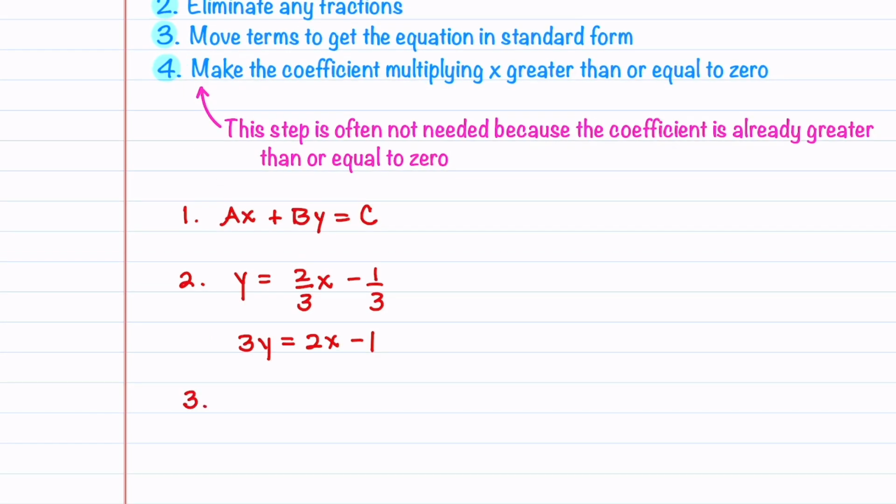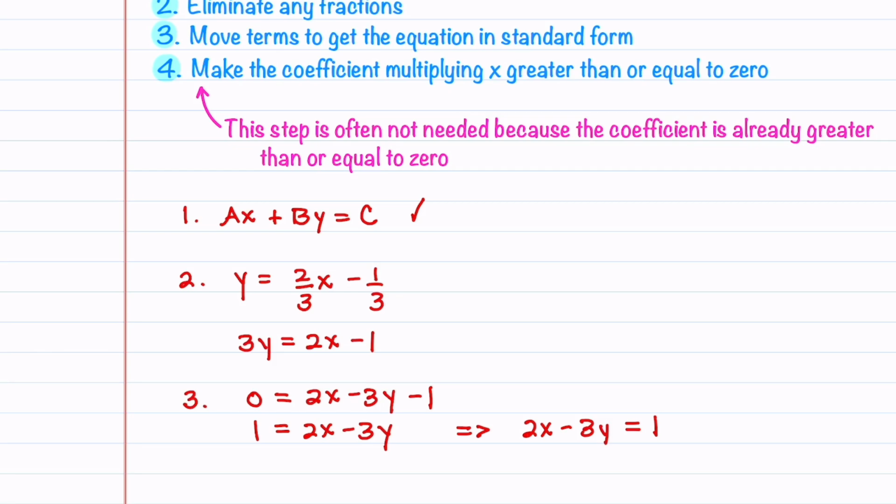For our third step, we'll move the terms around so that the terms end up in the same order as they are in standard form. Let's first move the 3y to the right-hand side. So we have 0 is equal to 2x minus 3y minus 1. And now let's move the minus 1 to the left-hand side. So we get 1 is equal to 2x minus 3y. And then we'll rewrite our equation as 2x minus 3y is equal to 1.